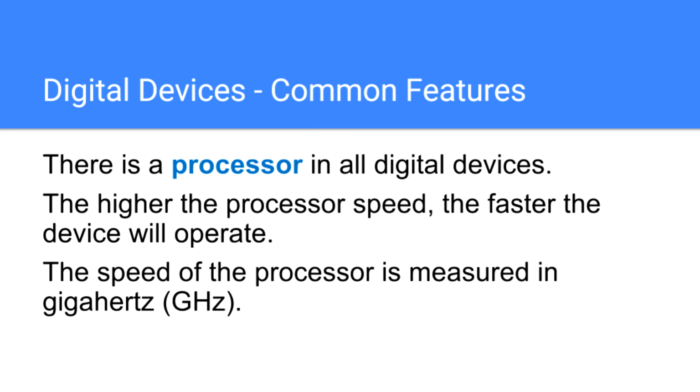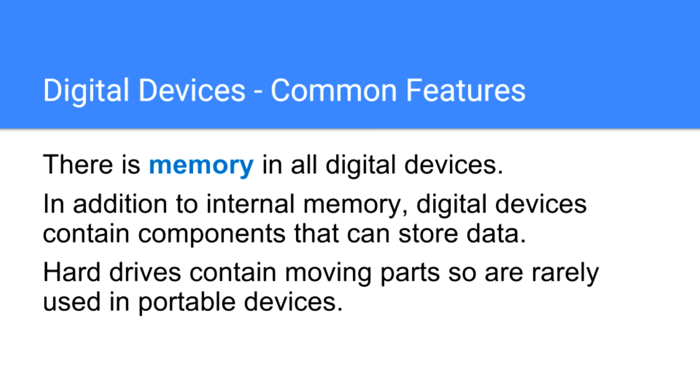Common features. There are common features across all digital devices. The processor controls all functions in the device. Processor speed is usually measured in gigahertz. The higher the processor's speed, the faster the device will operate. The memory, or RAM, stores temporary information that the device needs to operate. There is also a small amount of internal storage in most devices to store the code that the device needs to operate.